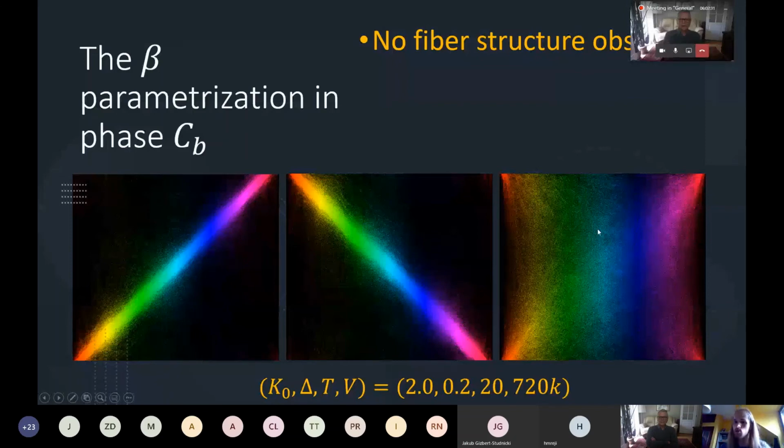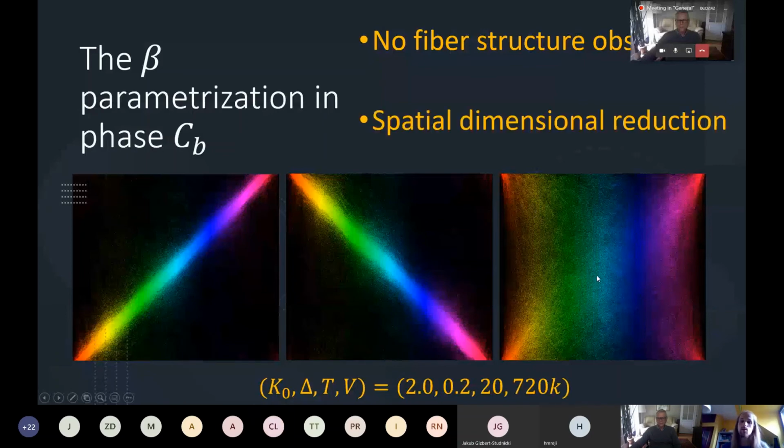Interesting that if you zoom in, you will not see any structure, no matter how much you zoom in. If you change the beta parametrization into a finer parametrization, you will also see nothing. It's just noise. It means that we lose one of the spatial directions. We have a spatial dimensional reduction according to this parametrization. This is for the constant equal to 2.0.